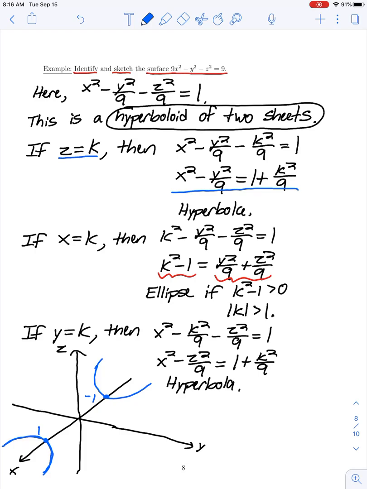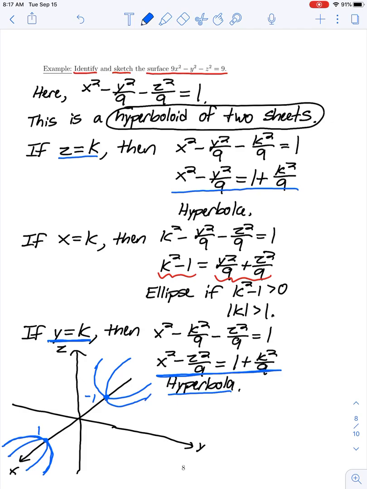Now, if we consider our trace in another plane, let's say maybe the xz plane where k is taken to be 0 for y, then we would have a hyperbola where again our x-intercepts would be positive or negative 1, and we would not have z-intercepts. So I would have a hyperbola that would look something like this.